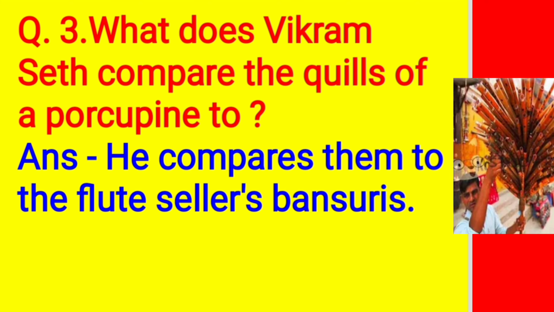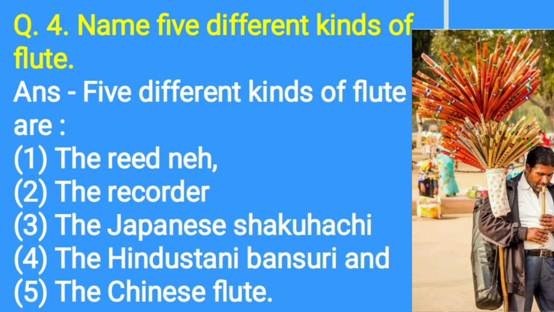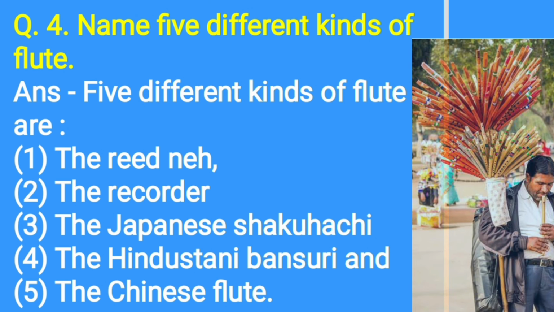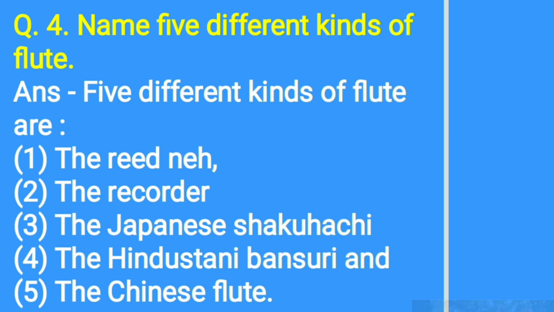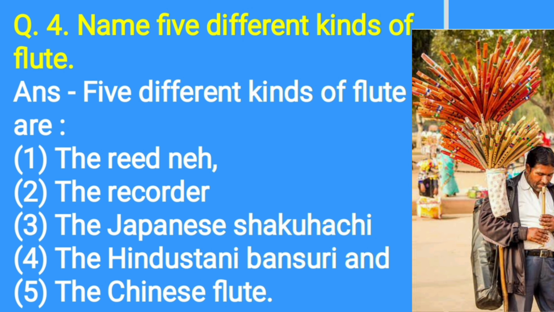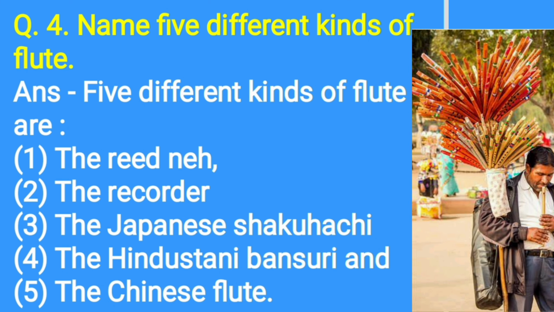Now next question. Question number 4. Name 5 different kinds of flute. Answer. 5 different kinds of flute are 1. The reed nay. 2. The recorder. 3. The Japanese shakuhachi. 4. The Hindustani bansuri. And 5. The Chinese flute. Now next question.